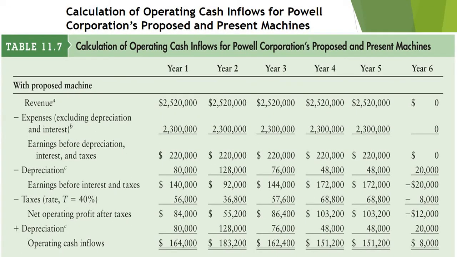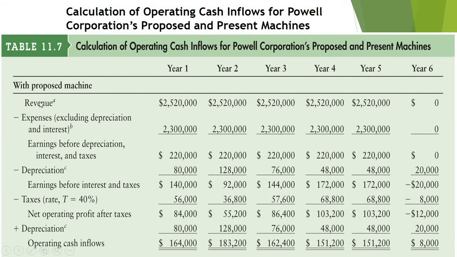So based on the income statement format to calculate operating cash inflows, here is the calculation of operating cash inflows for Powell Corporation's proposed machine. We have already seen the revenues of Powell Corporation over the next 5 years, and these are the expenses. The second row is the expenses of Powell Corporation's proposed machine over the next 5 years.